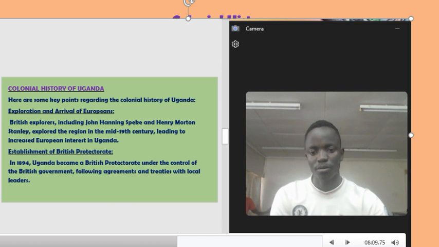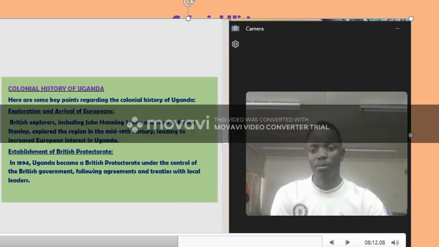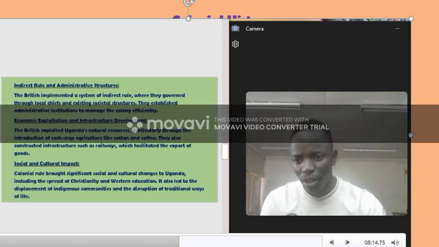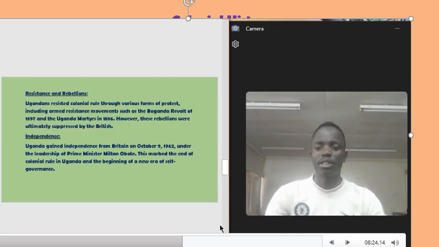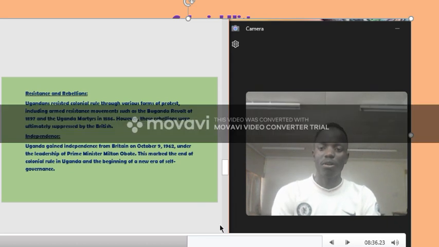Then number three, there was resistance and rebellion, where Ugandans resisted the colonial rule through various forms of protest, including armed resistance and movements such as the Uganda revolts of 1897 and the Uganda marches in 1886. However, these rebellions were ultimately suppressed by the British.